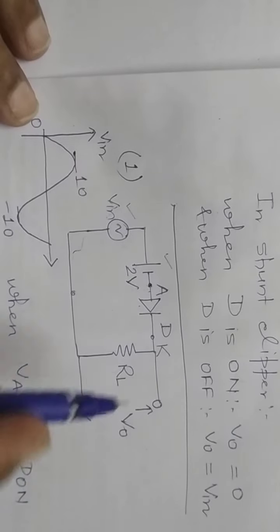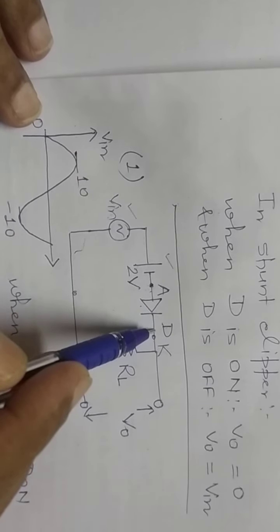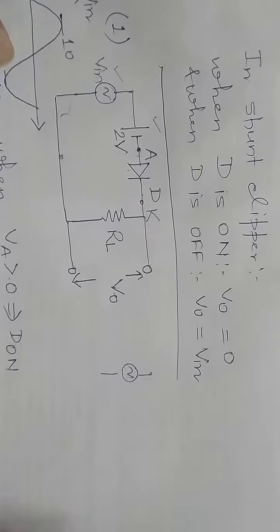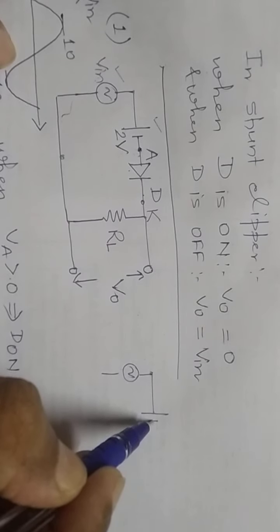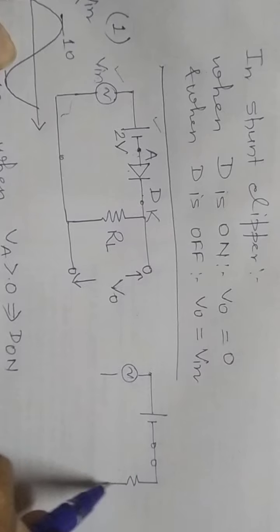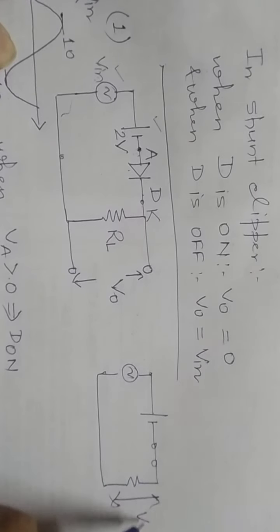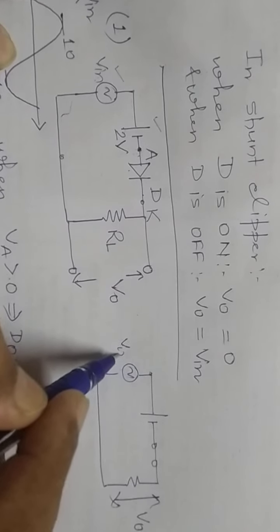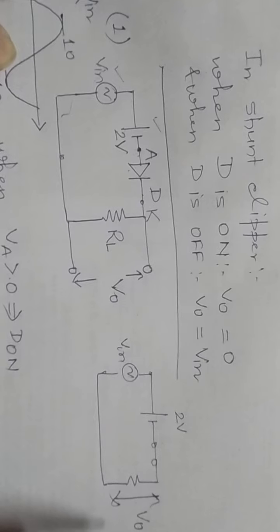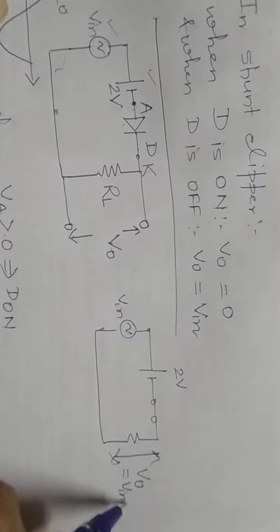As you can see here in this circuit, when diode is on, it becomes short circuited like this. In on condition, the circuit becomes like this. This diode is short circuited, and now what is output voltage? It is resultant of input supply and this DC voltage. This is 2 volts DC supply. So what is output? V input minus 2.